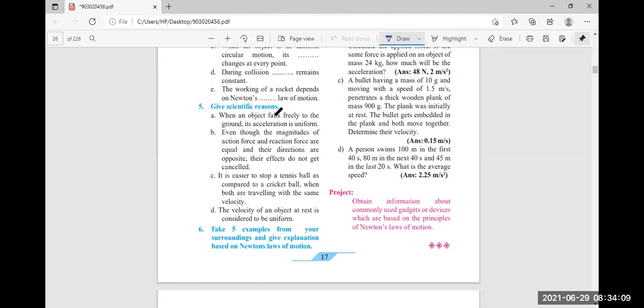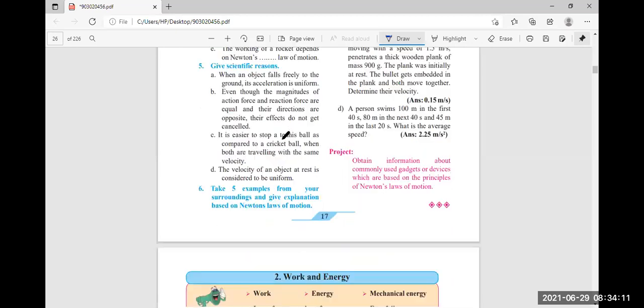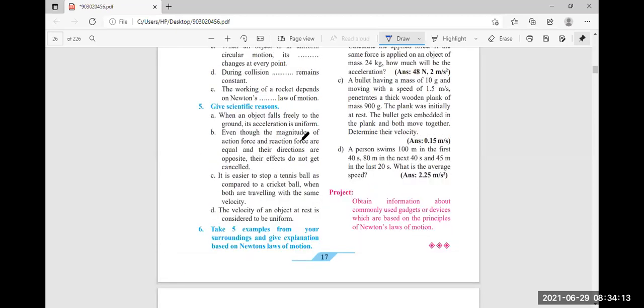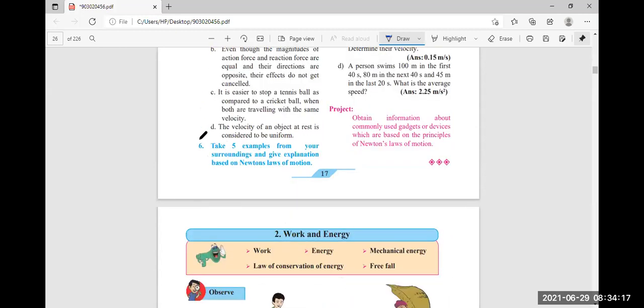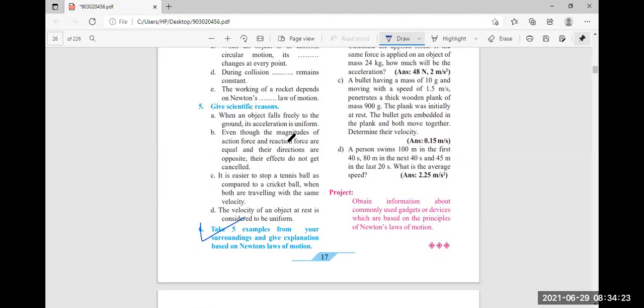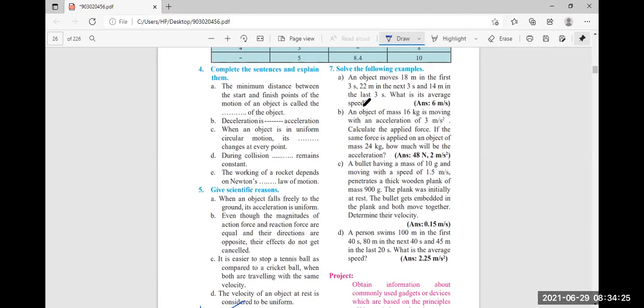Now, like this, we have seen question number 4 also. Now we have to see question number 5. Now this answer you have to write. Then question number 6, you have to write 5 examples from your own mind, from your surroundings. Any example you can write here. Now I'm going to take question number 7.